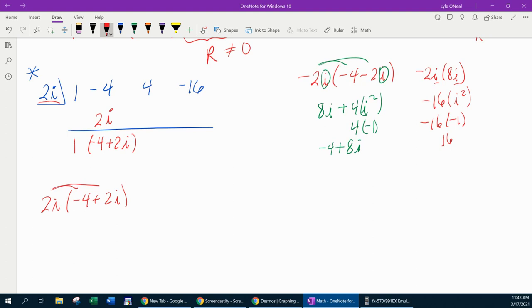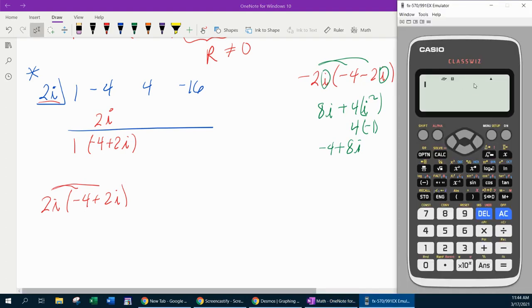Now, I think I would also like to throw in another bonus feature, and that is that the ClassWiz can actually do this complex multiplication for you if you want it to. What you need to do is go to the menu, and the first thing over is complex. We're going to hit equal to select that. You can tell you're in complex mode because there's a little i up here. And now anytime I hit the ENG button, I'm going to get an i. So I can say 2i times negative 4 plus 2i. And the Casio will actually do that multiplication for me.